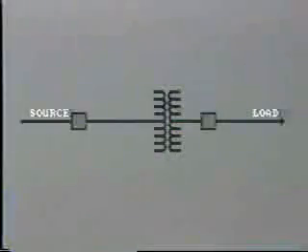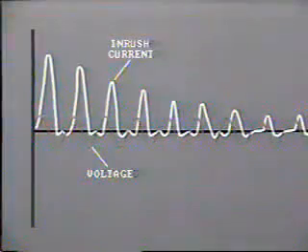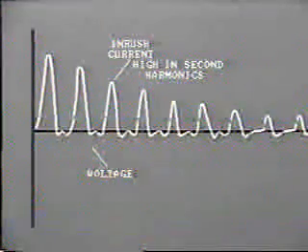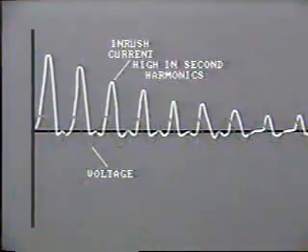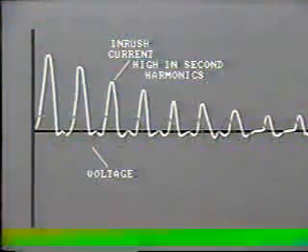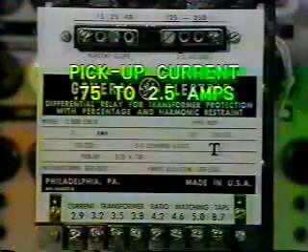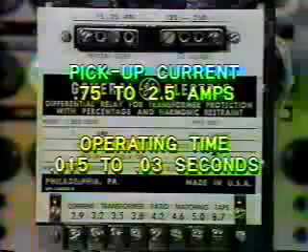taps. As we pointed out in an earlier tape, inrush current is due to the initial energizing of the transformer. The large inrush current is high in second harmonics, and this factor is used to provide harmonic restraint to differential relays, which are used for transformer protection. The harmonic restraint unit filters out the second harmonic and uses it to restrain operation of the relay. After a few cycles, the inrush current is reduced and the second harmonic current disappears, so allowing the relay to operate as normal. With this type of differential relay, the pickup current is usually set within the range of 0.75 to 2.5 amps, with an operating time of 0.015 to 0.03 seconds.